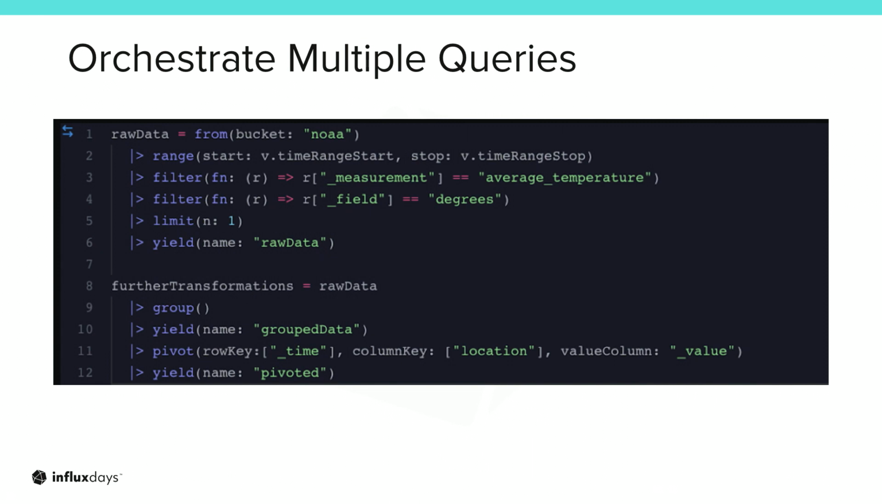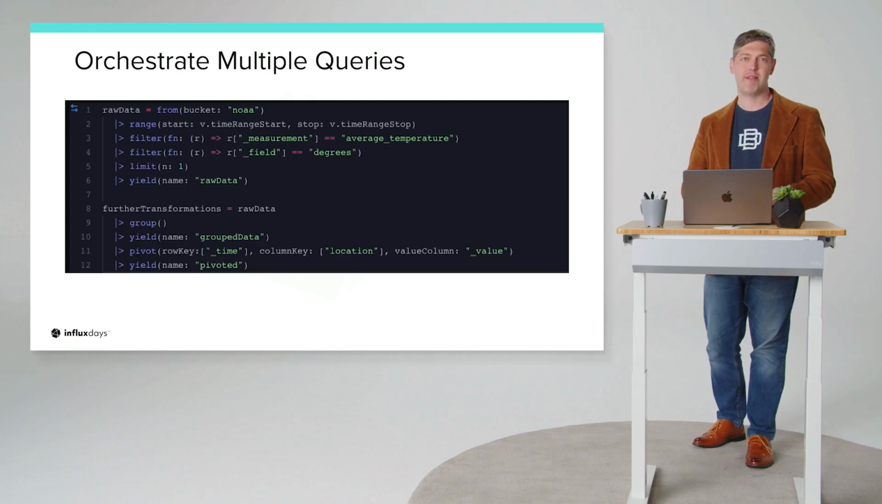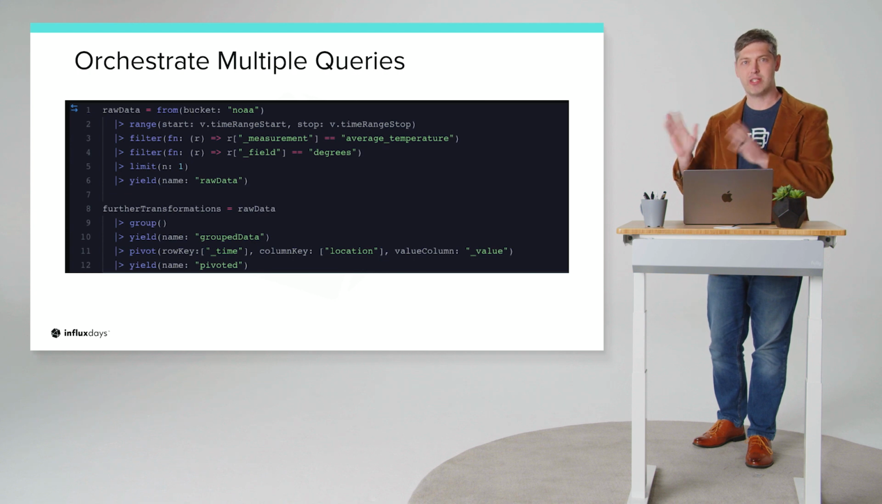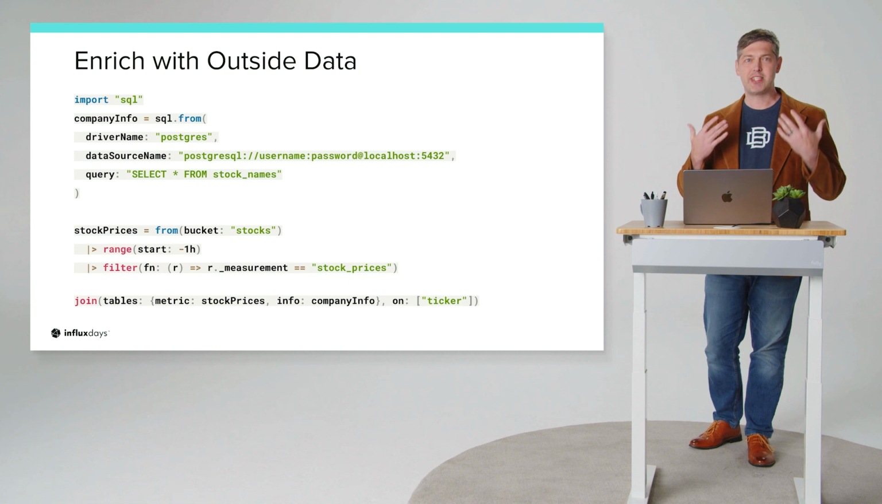You can build more complex queries, you can perform more complex operations than you can in InfluxQL, and that saves you from having to do all of that in your own application's code. You can just run that all on the server. Another really cool option that Flux opens up is that we can start bringing in data from outside InfluxDB itself. One example is the SQL package.